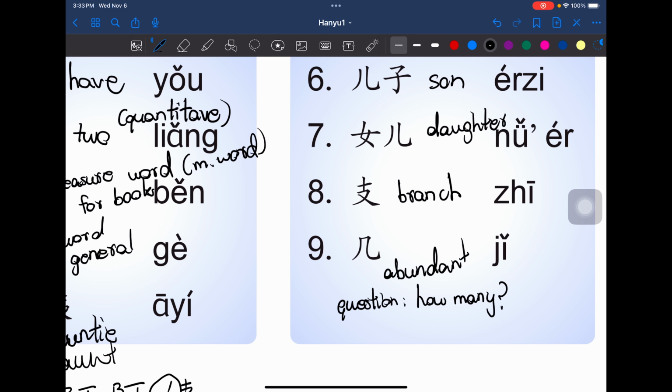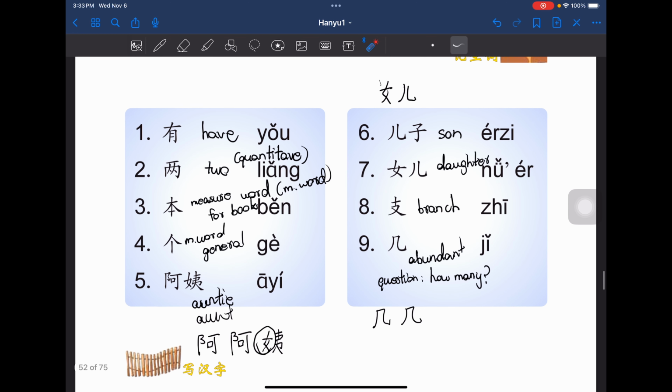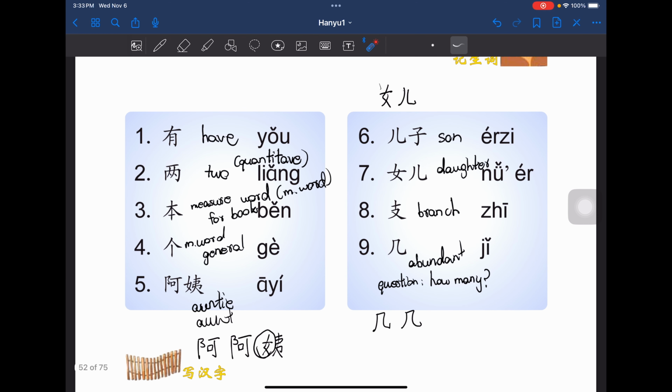Alright, so that is 9 new words for the new chapter. We're going to cover them one more time. So 1, 有, have. 2, 本, measure word for books. 个 is measure word in general. 阿姨 is aunt. 儿子, son. 女儿, daughter. 知, branch. 几, an abundance, like a measure word for abundance, or like a question when you want to ask how many, depending on the context.